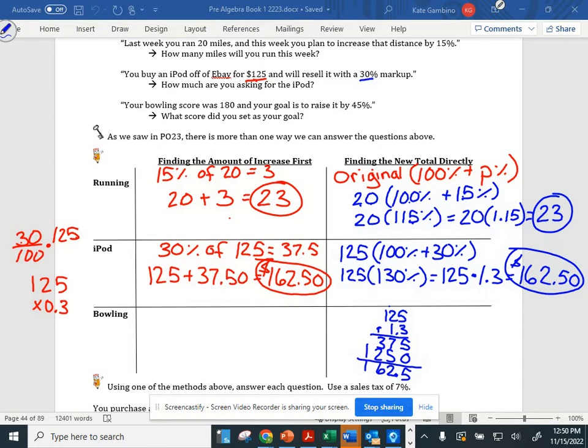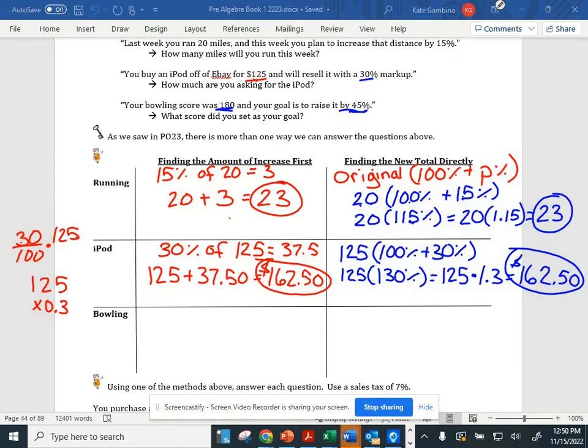Just like yesterday's. Sometimes it's easier, you look at something, you go, oh, I need to find out how much I'm increasing, and then I add to it. Makes sense to me. Sometimes you want to say, here's my original, here's how much it's going up by, just multiply them together. So it's what works for you. So I want you to work on the last one on your own, the bowling. And let's see how we do. So use those whiteboards. Your bowling score was 180, and your goal is to raise it by 45%. What is your new goal?